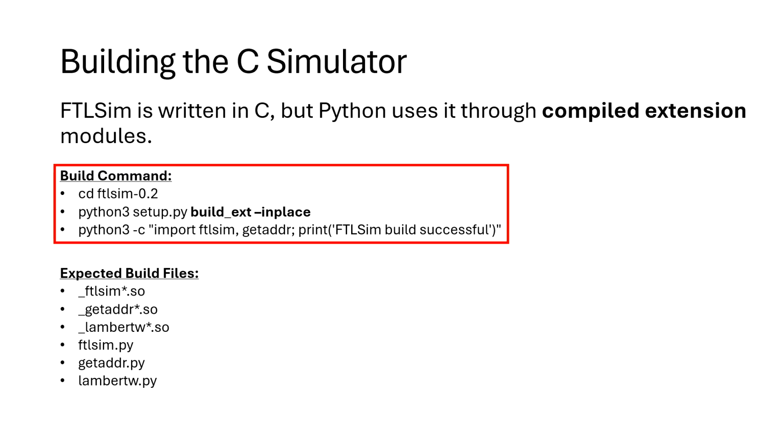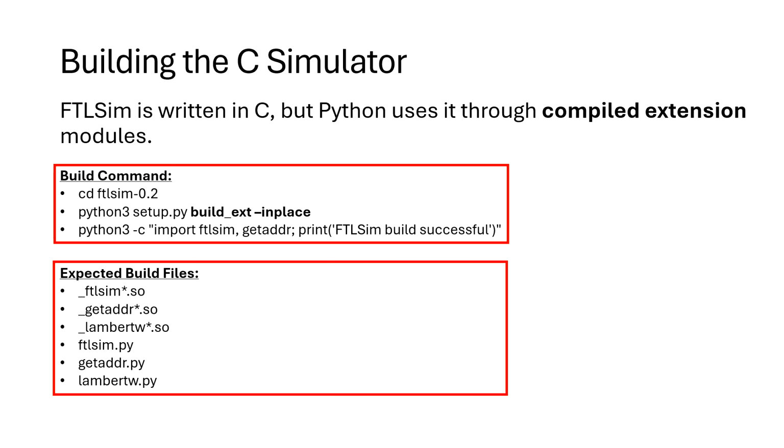For that we need this bunch of commands. We have to run this, and then if everything goes well, we'll see FTLSim built successfully. And we will see these files created after the building process. Once we get everything done, our simulator is ready on our Linux computer. That means those C files are built, and the interface file also.